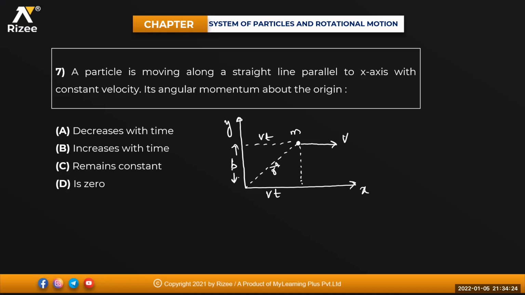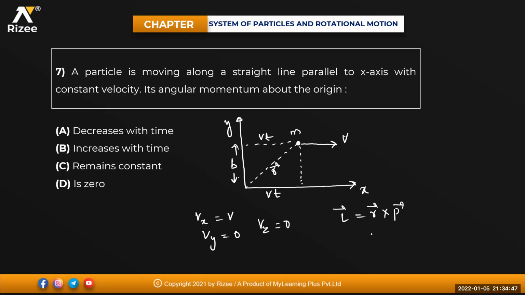So the components of the velocity will be equal to how much, beta? Vx is equal to v, beta. Vy, it is not moving, 0, and Vz is also 0. As it is moving parallel to the x-axis, I can write the angular momentum L bar is equal to R bar cross P bar, isn't it?